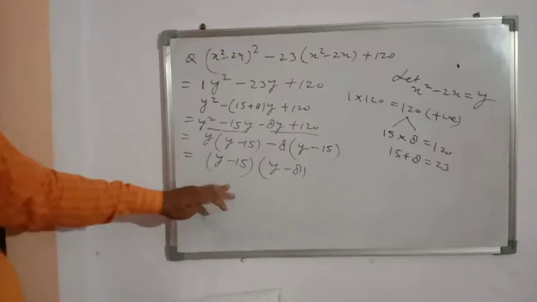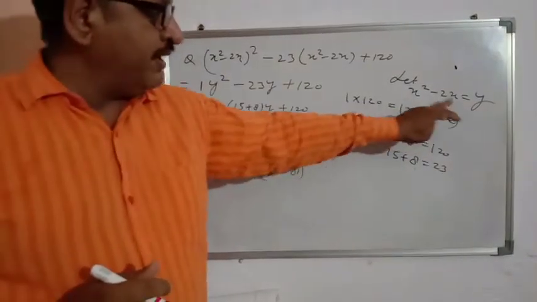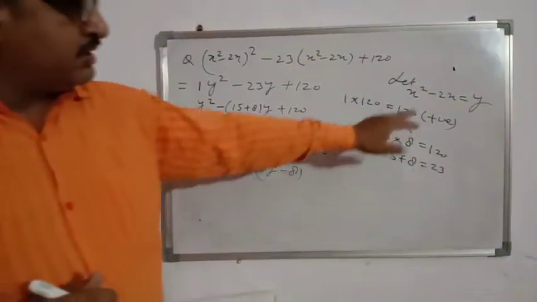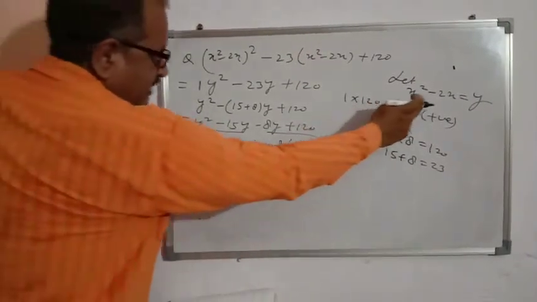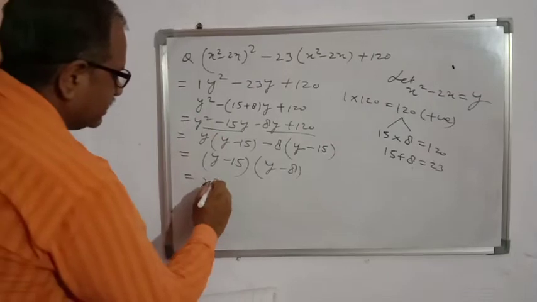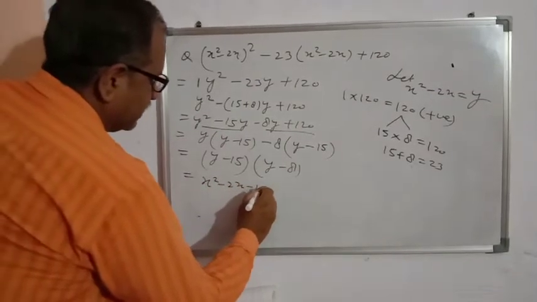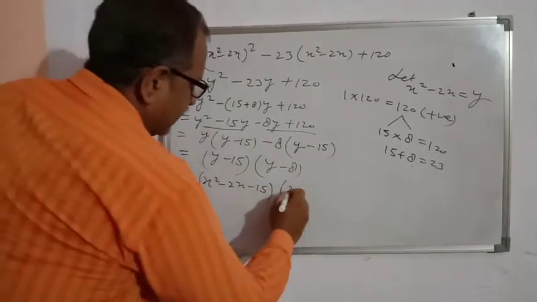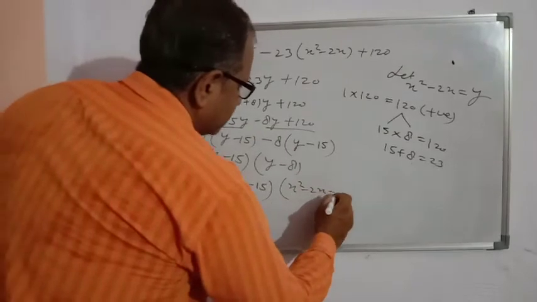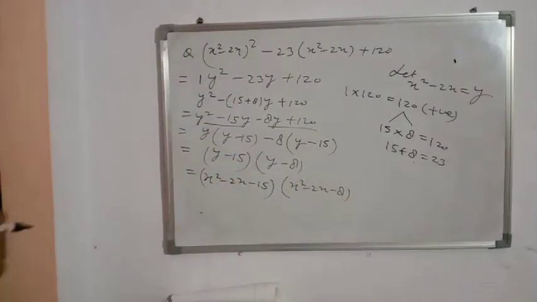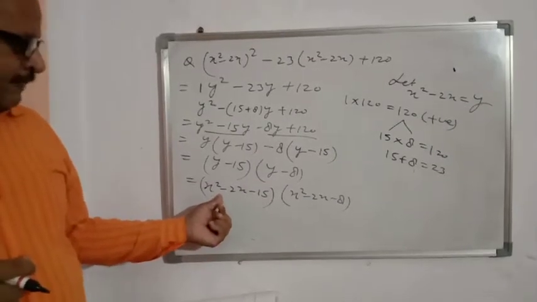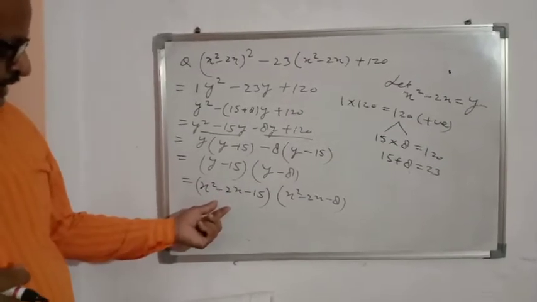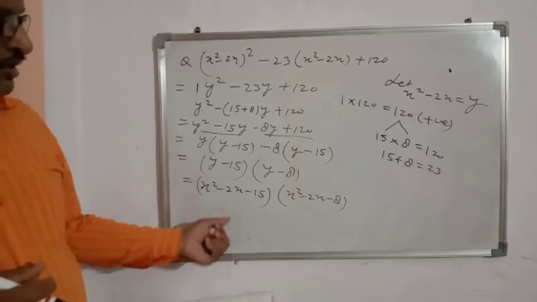Factorization is over. Now we will put the value of y, which is x square minus 2x. So put here in place of y, x square minus 2x: x square minus 2x minus 15, and x square minus 2x minus 8. We have to check whether these brackets can be further factorized or not.